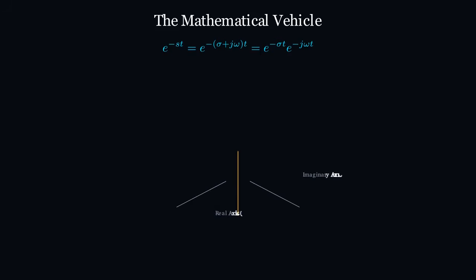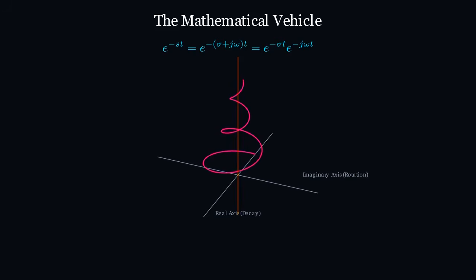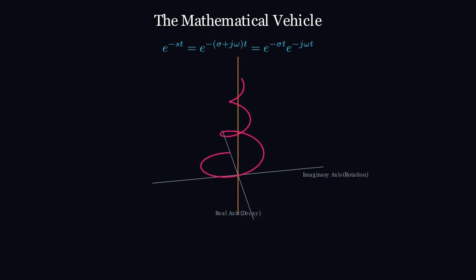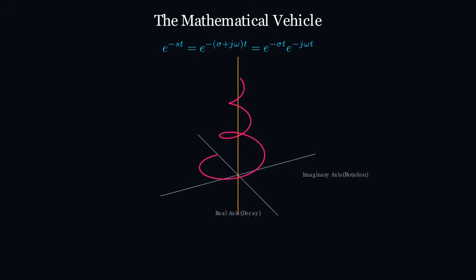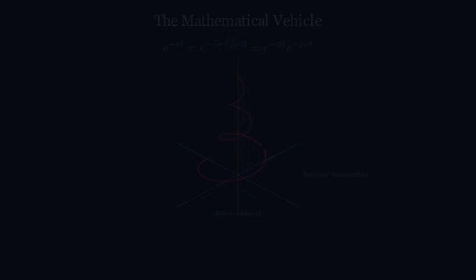The mathematical vehicle for this journey is the exponential expression e to the negative st. Here, s is a complex variable, s equals sigma plus j omega, containing both a decay rate sigma and a rotational frequency omega. By multiplying our time-based function by e to the negative st, we wrap it around the origin of a complex plane while dampening it. Visually, this creates a spiral converging towards the center. The rate at which this spiral shrinks depends entirely on the chosen value of s.